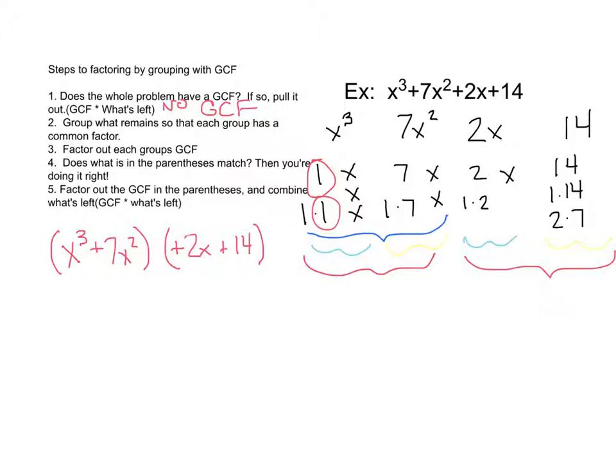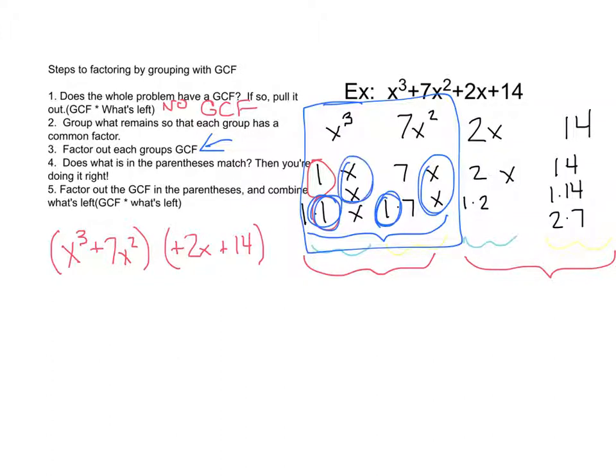So let's factor out each group's GCF. We'll come back to our initial set here and look at what these share. They obviously share the number 1, and they also share 2 x's. That is, both of them have a number 1, and both of them have at least 2 x's. So my GCF will be 1x squared.